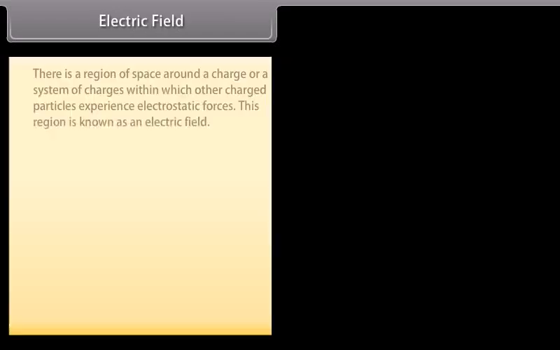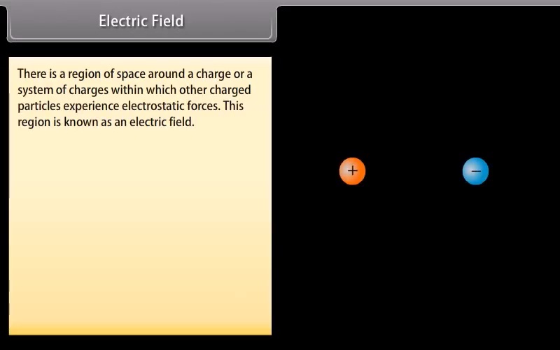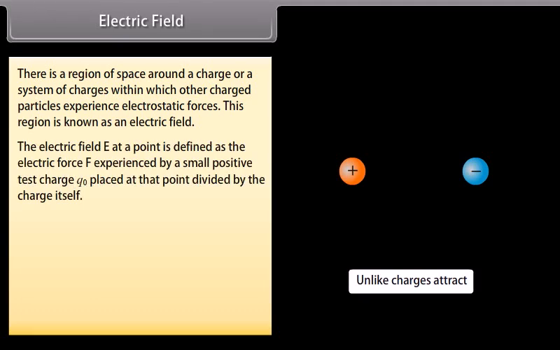Electric field. There is a region of space around a charge or a system of charges within which other charged particles experience electrostatic forces. This region is known as an electric field. The electric field E at a point is defined as the electric force F experienced by a small positive test charge Q naught placed at that point divided by the charge itself. E is equal to F upon Q naught.